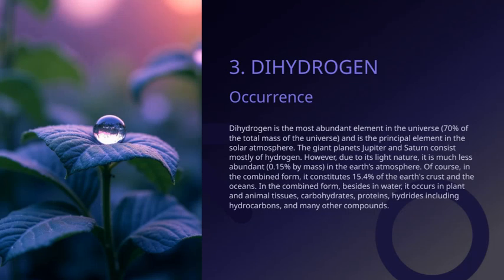Dihydrogen, or simply hydrogen, is actually the most abundant element in the universe. In fact, it makes up about 70% of the total mass of the universe. That's a huge part, and it plays a key role in many cosmic phenomena.